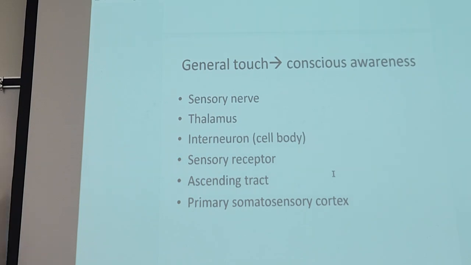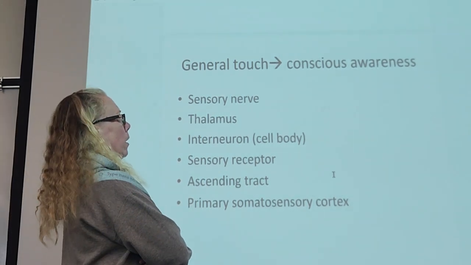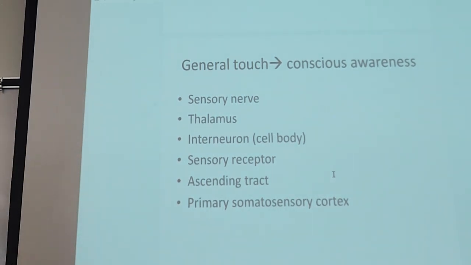General touch to conscious awareness. So let's put these bullets in order then, going from the general sense of touch to you being consciously aware of what it is you're touching. So what would be the first item? So it would be a sensory receptor, pick that up, and then what's next? Go to a sensory nerve, right?